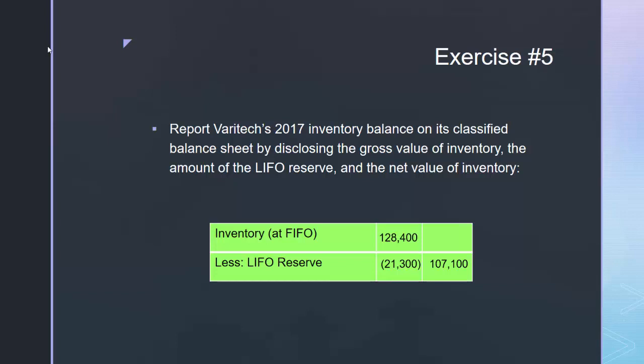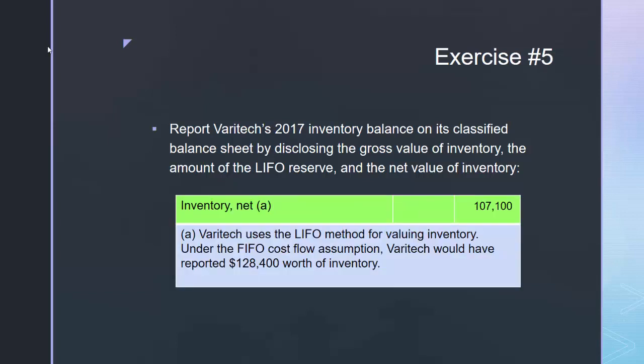So this is one option for reporting. Another option for reporting this is as such. You can report inventory net directly at its LIFO price. And then in your notes, you should disclose how you got to this information. So here we say that Veritech uses the LIFO method for valuing inventory. Under the FIFO cost flow assumption, Veritech would have reported $128,400 worth of inventory. So this method's a little weird, but it does allow you to keep FIFO and LIFO numbers at the same time without having to go through the hassle of keeping two entirely different sets of perpetual inventory.